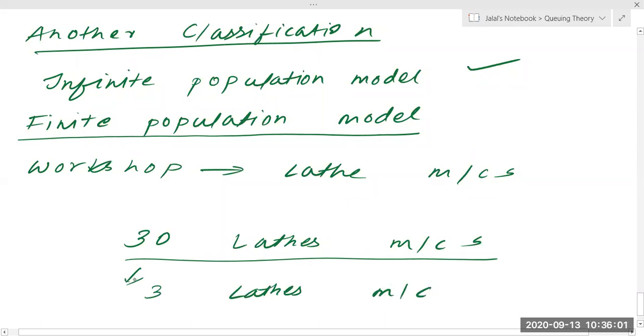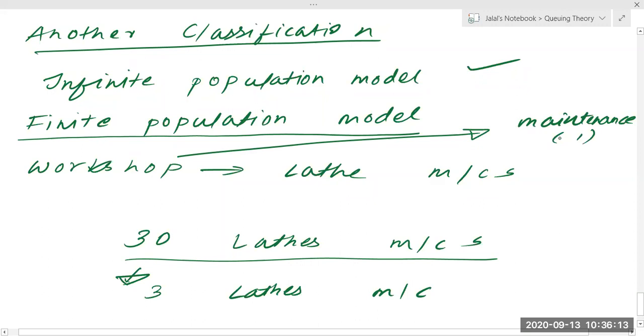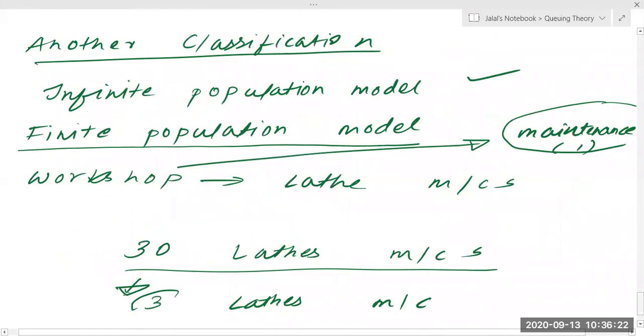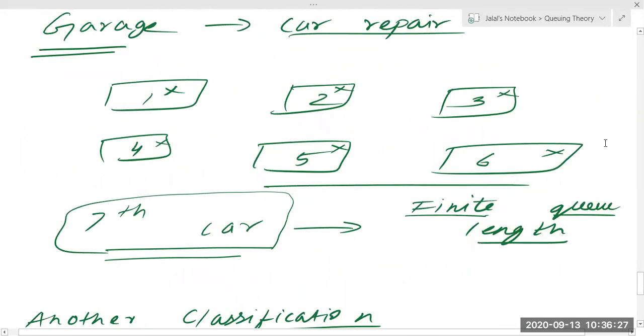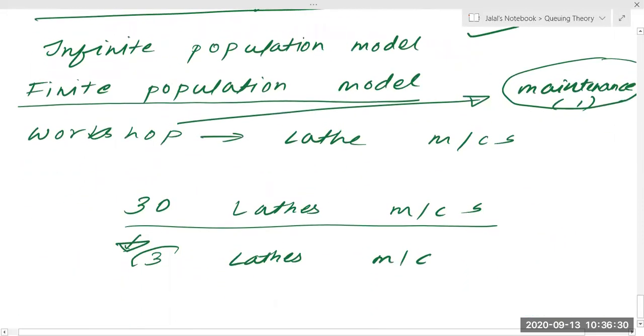Whenever a machine breaks down, suppose the company has kept a maintenance person, let it be 1 or 2, it doesn't matter to me. I'll take it as a single maintenance person. This maintenance person, whoever is there in the workshop, has to look after the machines. What is the population here? If you can see, the population is finite.